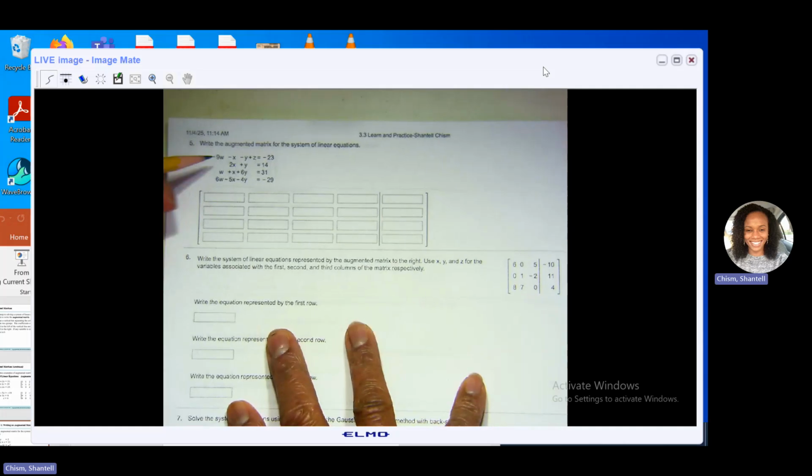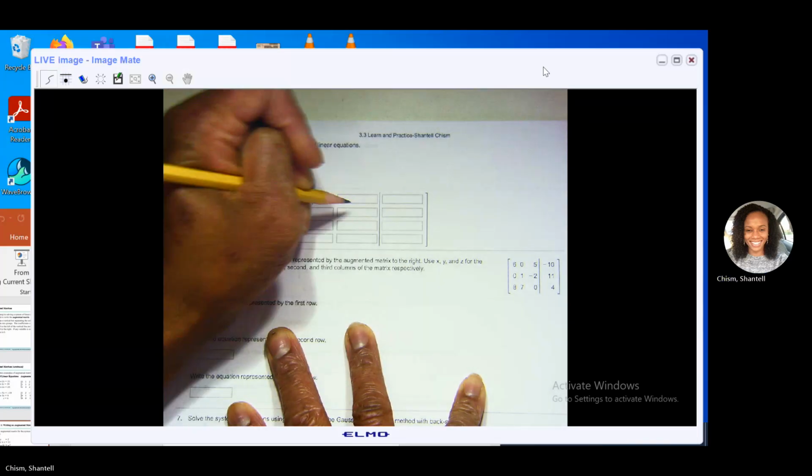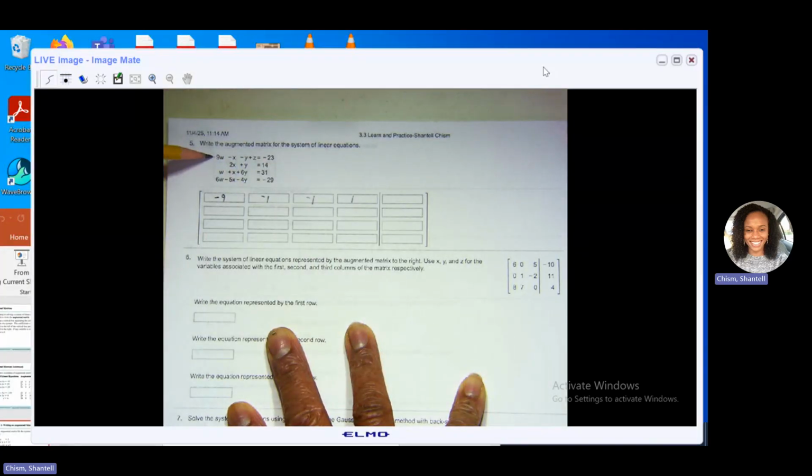Then you've got the first equation. So let's put the coefficients here and then equal to the constant. So -9, -1, -1, 1. So -9 is the coefficient for W, -1, -1, and then +1, equal to -23.